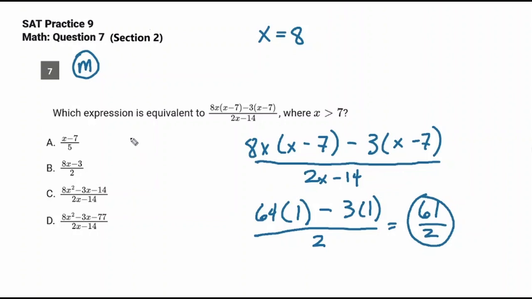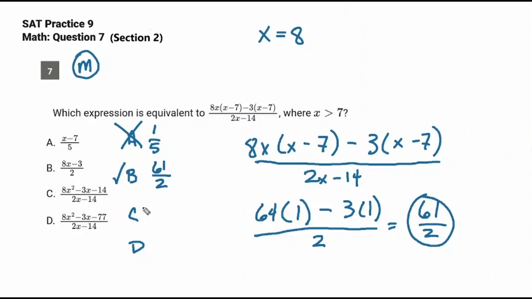So I'm going to rewrite the answer choices. I'm going to space them out. A says x minus 7 over 5. I said x is 8. So 8 minus 7 over 5. That's 1 over 5. Is that 61 over 2? It is not. It's gone. B, 8x, 64 minus 3, 61 over 2, golden. Should I check C and D?